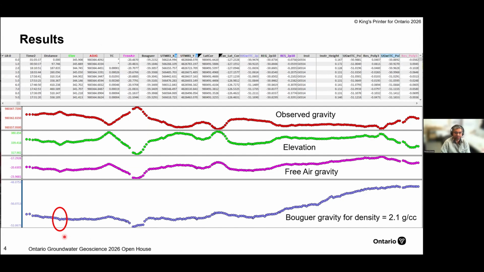Here I'm showing some of the important channels from the gravity survey in profile format from line 8 as an example. The red dots show observed gravity, the green dots show elevation, the pink dots indicate free air gravity, the light blue dots represent the Bouguer gravity for density of 2.1 grams per cc. For interpreting the potential Thalwegs of the buried valley, we are interested in these subtle low features in the Bouguer gravity.